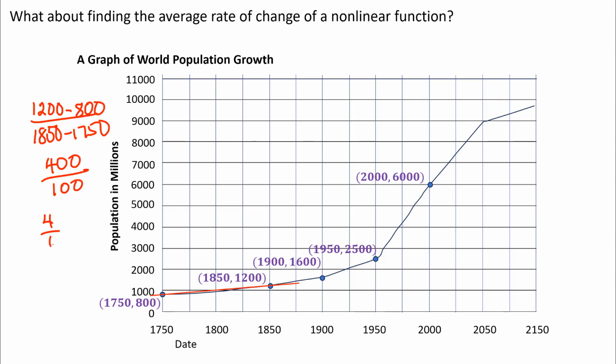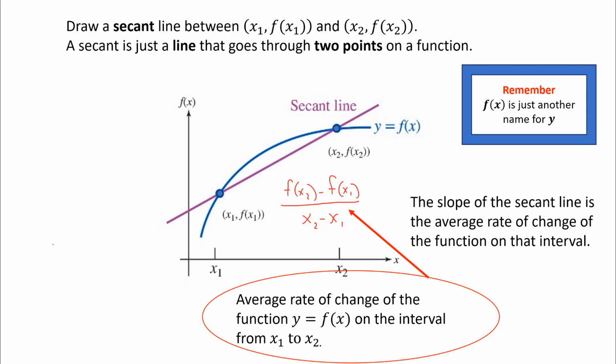You could look at different intervals on a curve and find the average rate of change for those intervals, but you can't find the rate of change over the whole curve because it's not the same all the time. So the bottom line is that when you have a curve and you want to know the average rate of change on a certain interval of that curve, you draw a line between those 2 points, and then you find the slope of that line, and that line is the average rate of change on the interval from x sub 1, in this case, to x sub 2.